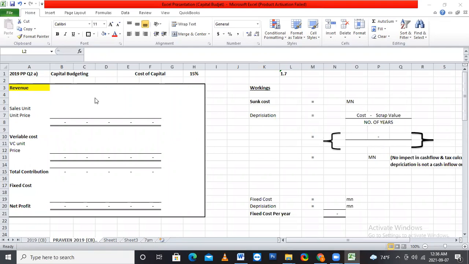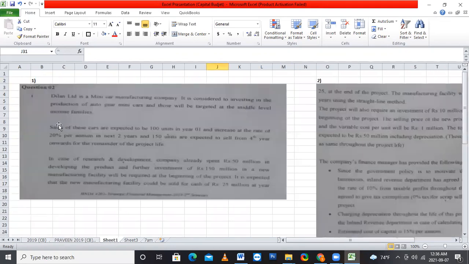I have only 30 minutes, so I'll go directly to the 2019 past paper, question number 2, capital budgeting. I discussed the past paper in English. If there is any mistake, please adjust and go forward. We'll see the past paper. The first paragraph is not important because it only says what they will produce.